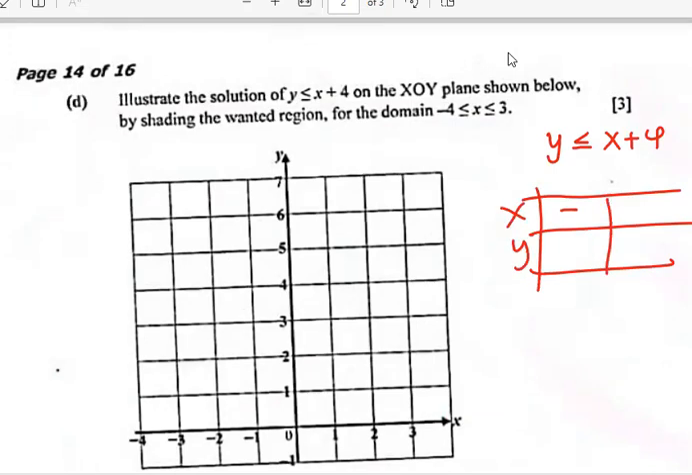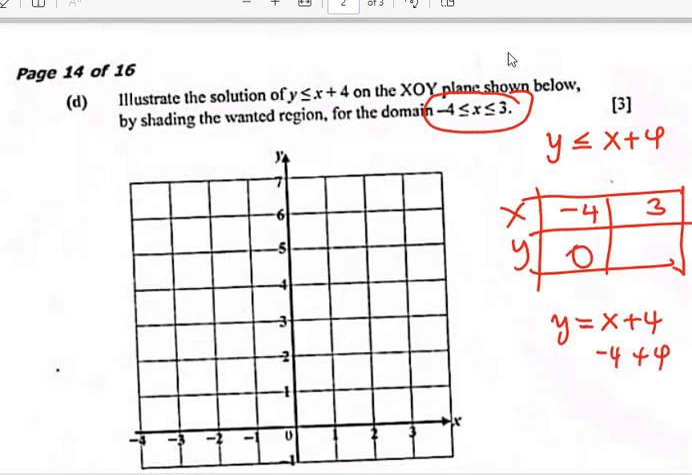We have negative 4 here and 3. Where are they coming from? They are here. Then now we begin to fuse them in this same equation here. So we write this as an equation: y is equal to x plus 4. Negative 4 plus 4, this would be 0. I hope you're getting me now. Then when I put 3 here, it will be 3 plus 4. So this will be 7.